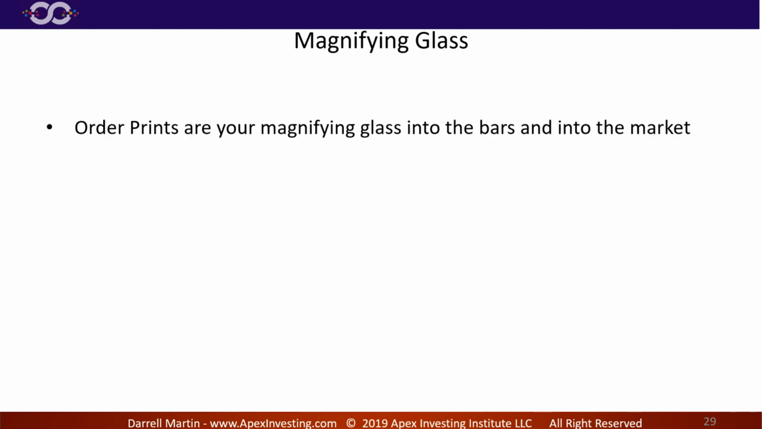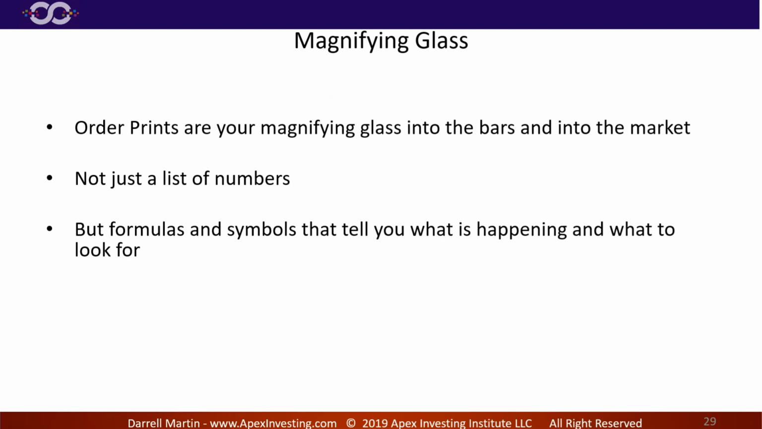Magnifying glass. Order prints are sort of your magnifying glass into the market, but with clarity. So it's not just a list of numbers. There's a lot of formulas that go behind those symbols, and they're algorithms that we have worked on together as a trading community. I don't go, hey, I made all this, so I own the company.